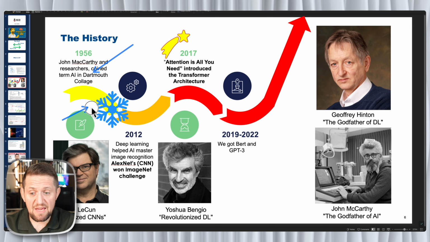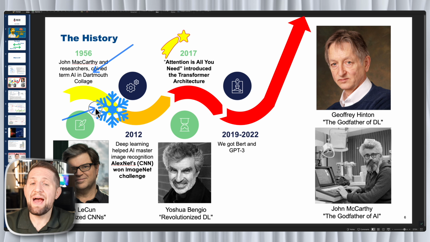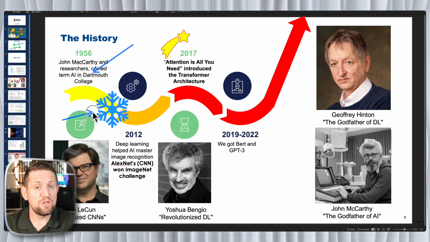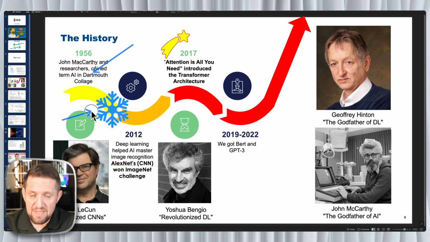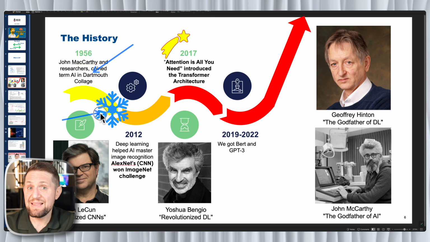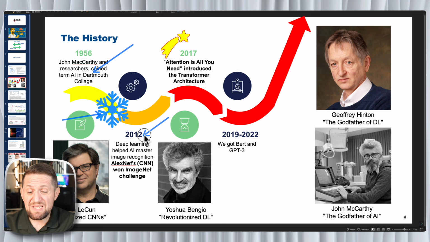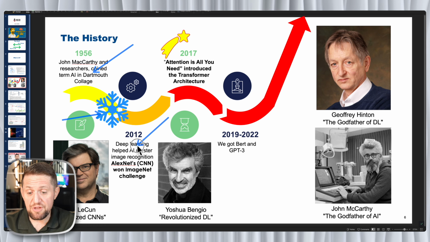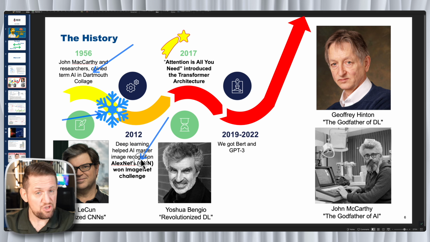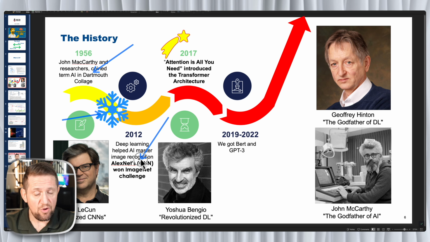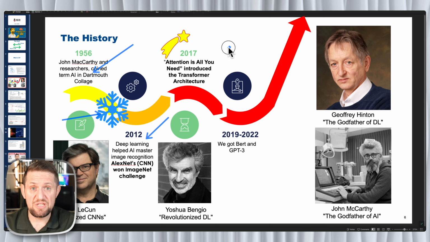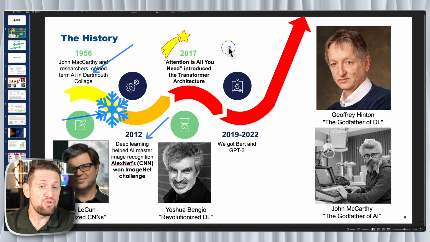After 1956, the science kept on going and we had some breakthroughs, minor ones, and the domain of artificial intelligence went through what is called the AI winter, where funding was low, breakthroughs were low, things were super slow, and that lasted for decades. In 2012, there was a major breakthrough in deep learning, where deep learning helped AI master image recognition. And that happened when AlexNet, which is a convolutional neural network that we'll talk about in a second, won the ImageNet challenge.